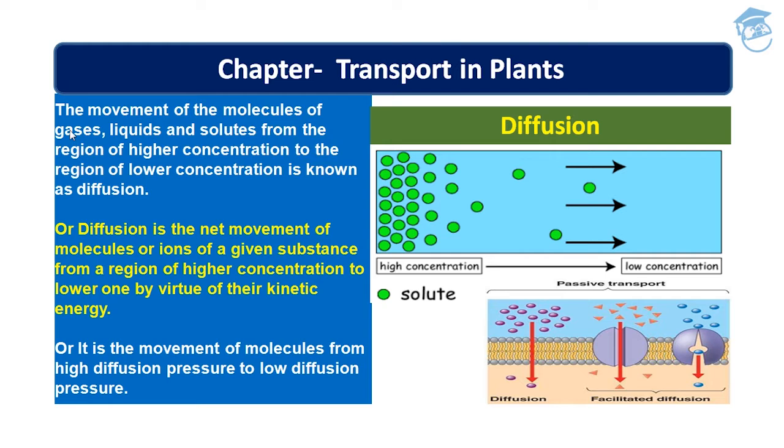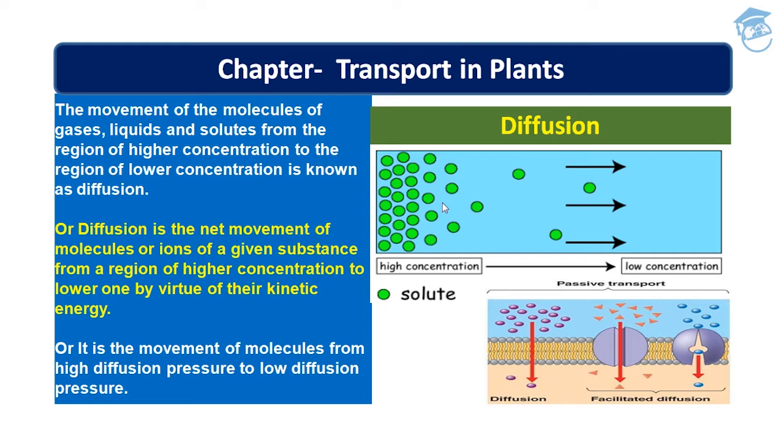So diffusion is the movement of molecules of gases, liquids and solutes from a region of higher concentration to a region of lower concentration. As you can see, this is a high concentration solution, and these solutes pass from the high concentration solution to the low concentration area. This is the net movement of molecules or ions of a given substance from a region of higher concentration to lower by virtue of their kinetic energy. That means these solutes move in a random manner by virtue of their kinetic energy.